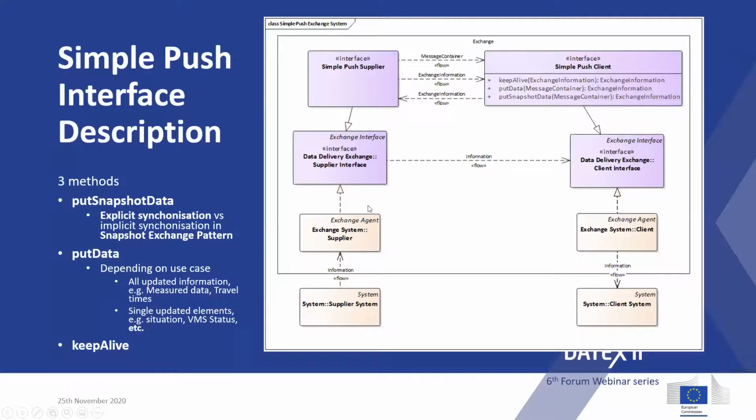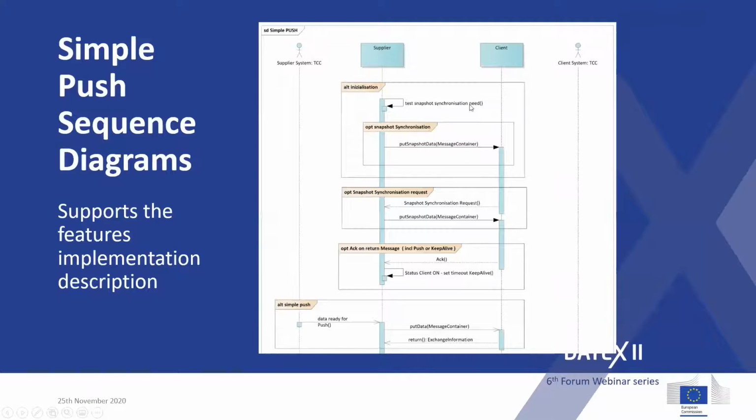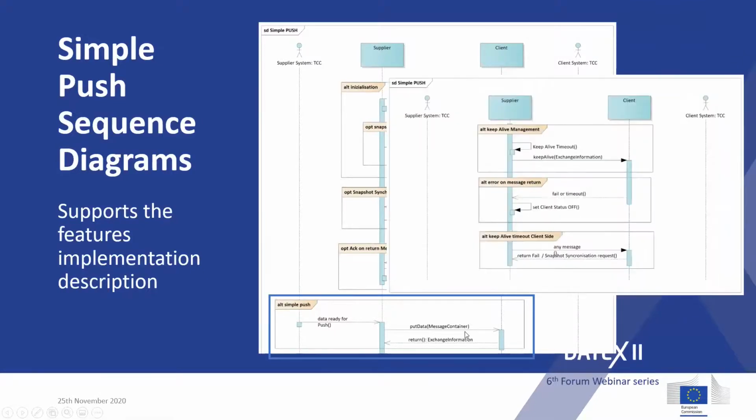This is the more complex, of course, snapshot push, which adds the put snapshot data to deliver the data as a snapshot, or the put data for incremental delivery, and the keep alive for the link monitoring features. So, not going through these, but this is to understand how the modeling describes these interfaces. And the sequence diagram is more detailed as well, as we can see. Even if the snapshot push makes a very easy push, to put data through the message container to the client.